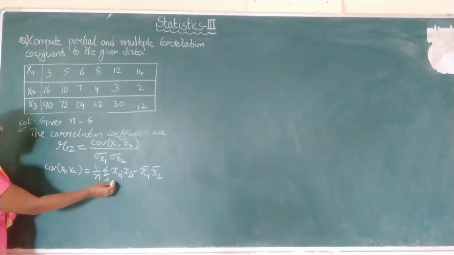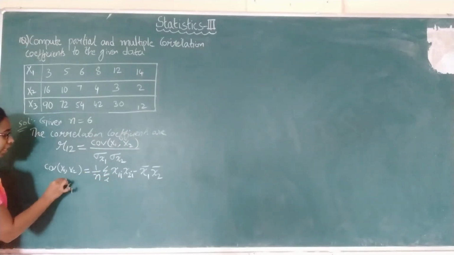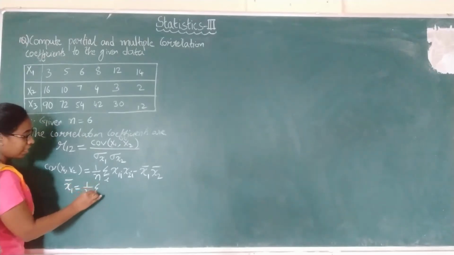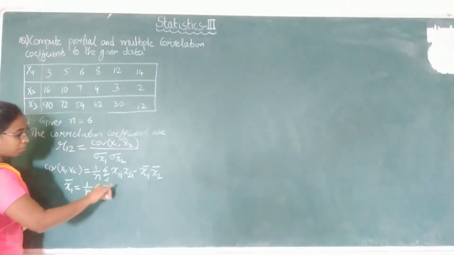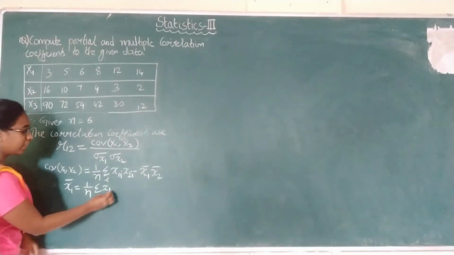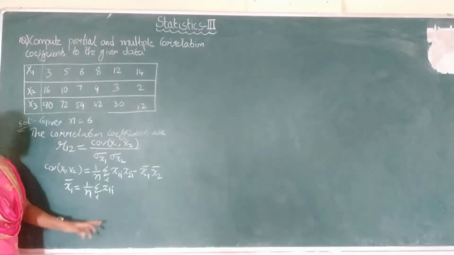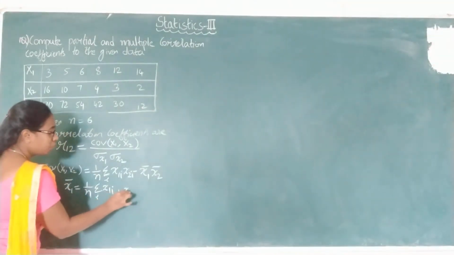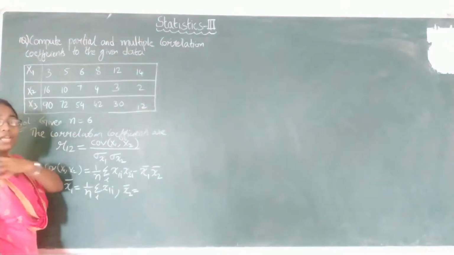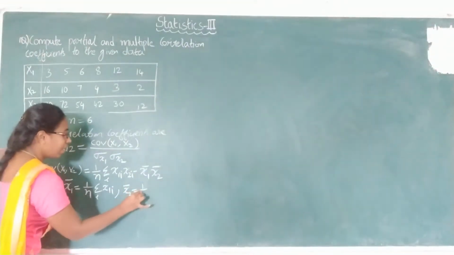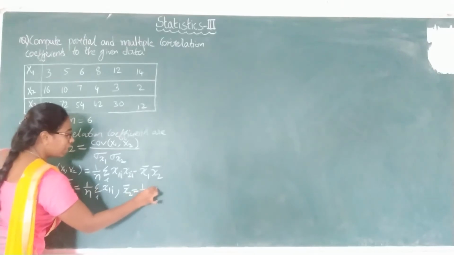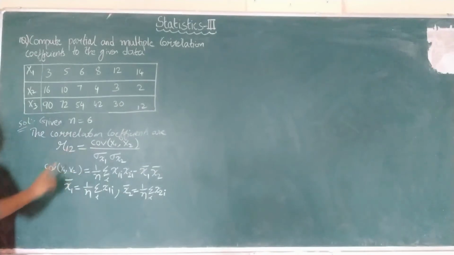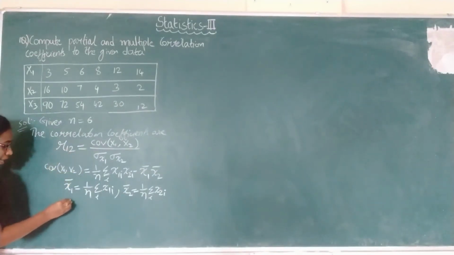Next, what is x1 bar? Here x1 bar equals 1 by n summation over i of x1i, with a total of 6 terms. Similarly, write down x2 bar, the mean of the second variable: 1 by n summation over i of x2i.